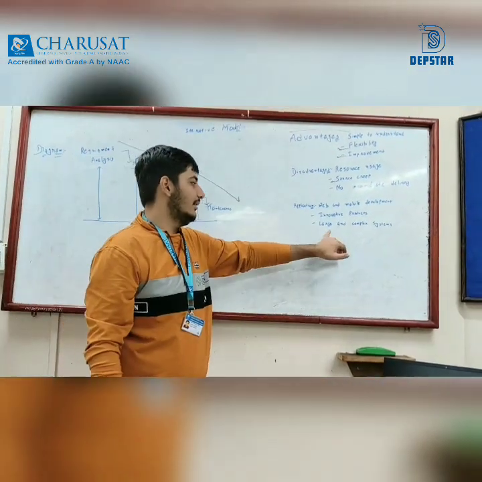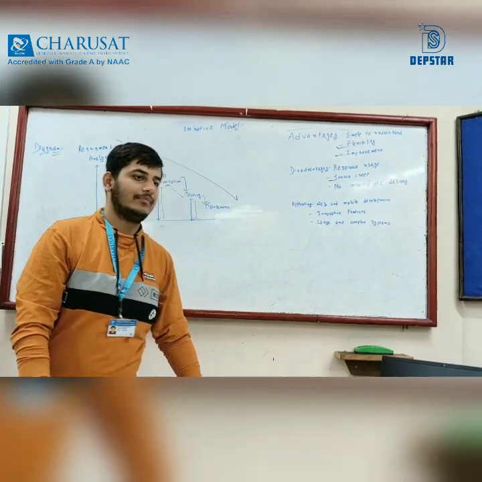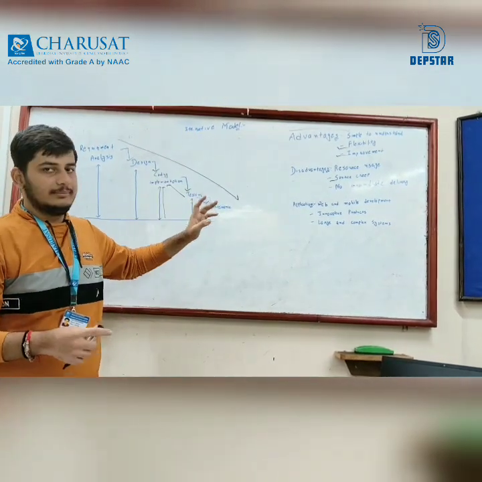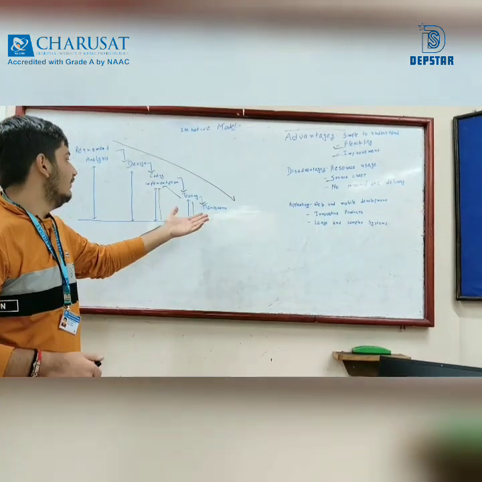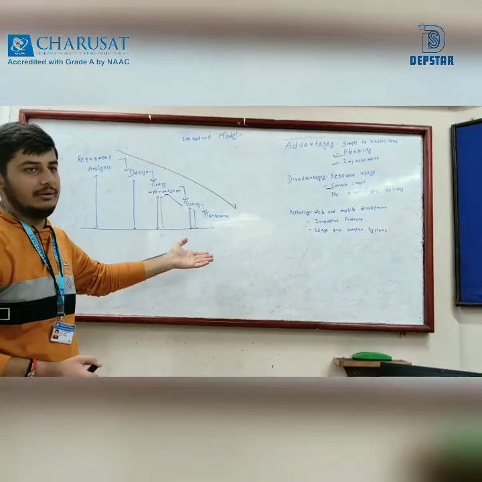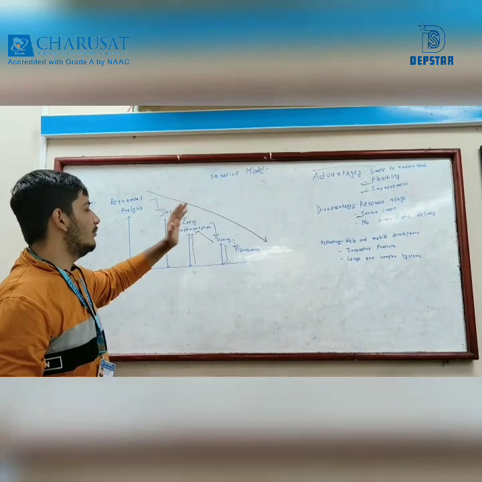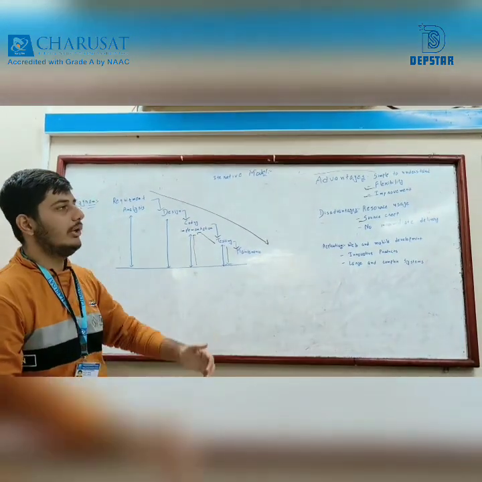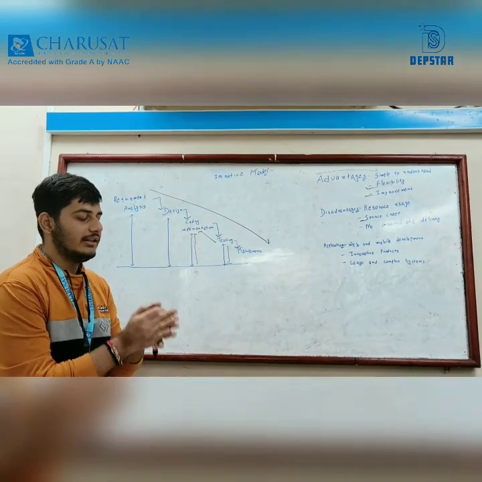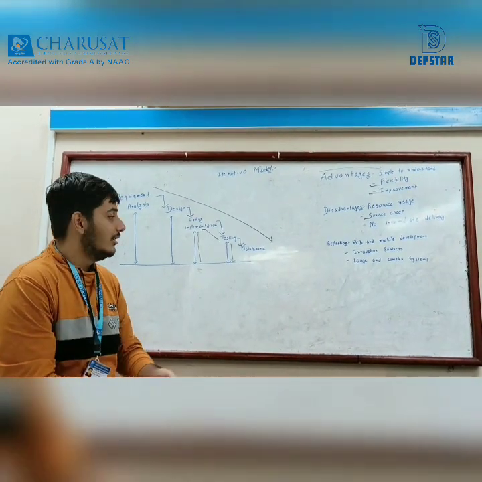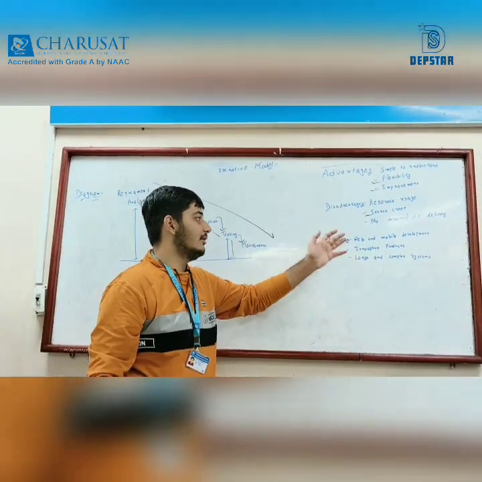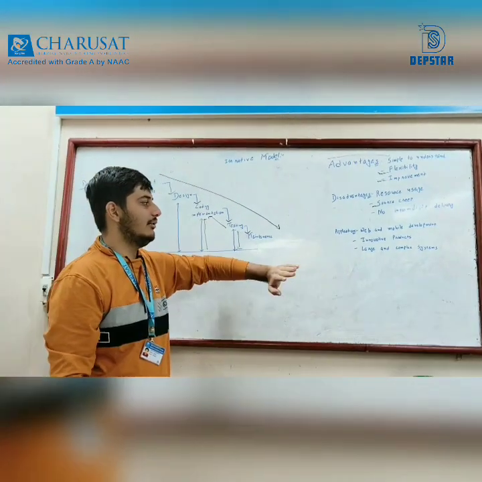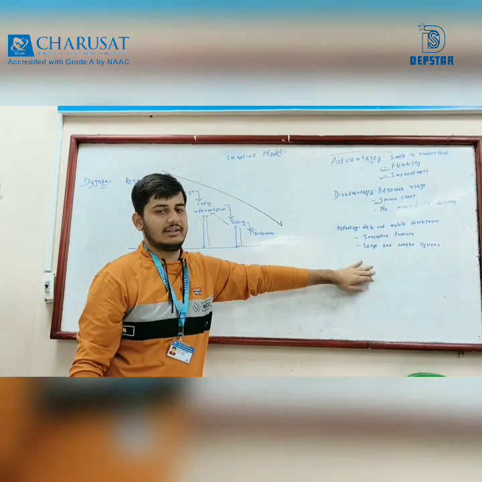The third thing is large and complex systems. Complex systems can be resolved by this one, because we have reverse communication. If reverse communication is present in the model, all our teams can intercommunicate with each other, and they can resolve our complex systems. So they can make large and complex systems using this. So this is the iterative model: diagram, advantages, disadvantages, and real-time applications of it.